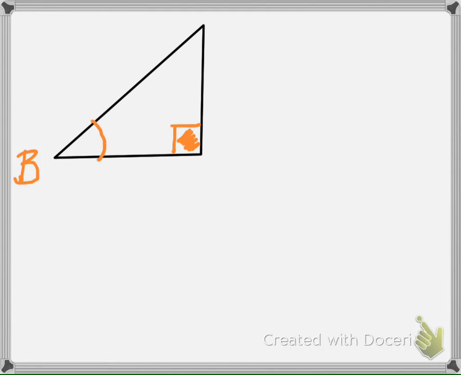So let's call B an angle formed by the hypotenuse and one of the legs. We're going to call that leg the adjacent leg to the angle, and the other leg, the one opposite the angle, we're going to call the opposite leg.